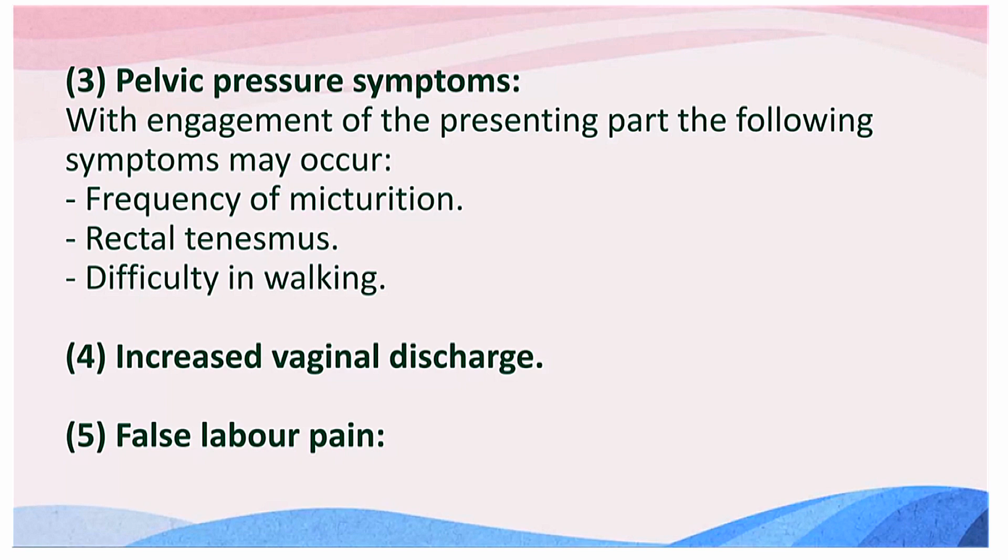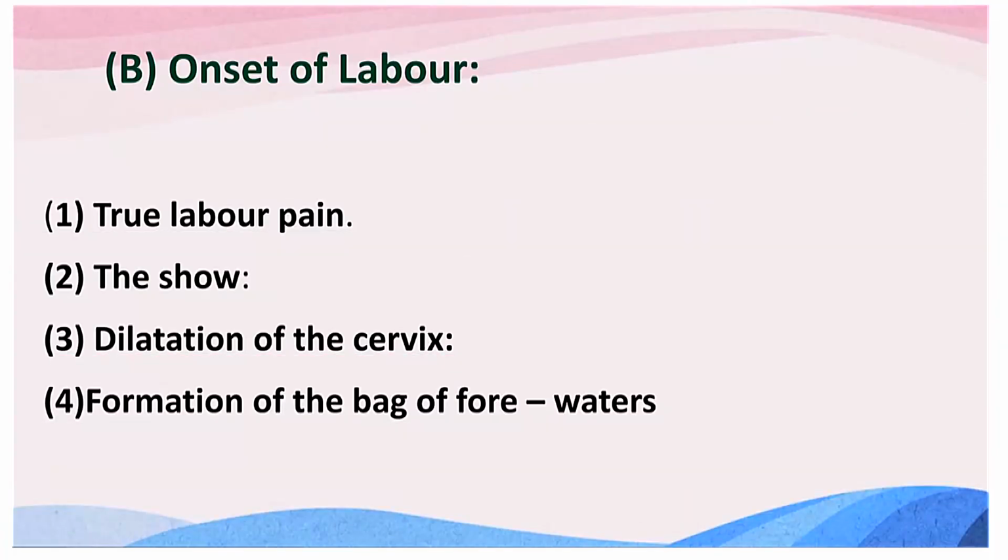Most women experience false labor pain before the onset of labor, and sometimes we may mistake it for true labor pain. When it comes to the second stage, that is onset of labor, it includes true labor pain, show, dilatation of the cervix, and formation of bag of forewater. Here the show is the bloody discharge which occurs just before the onset of labor.